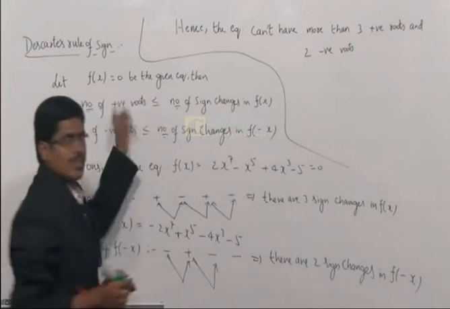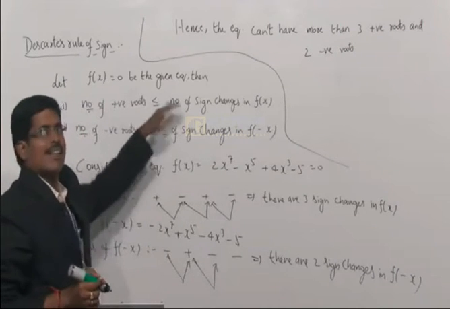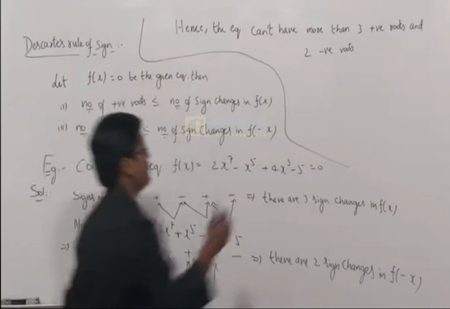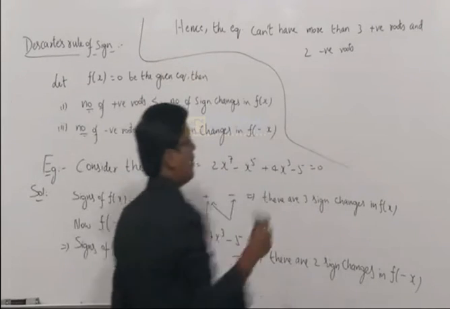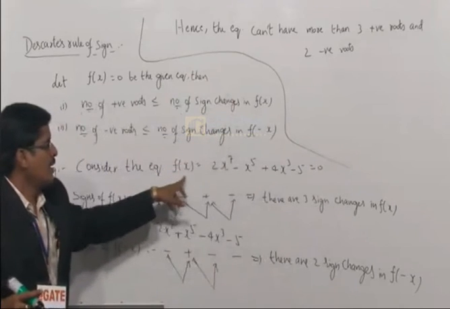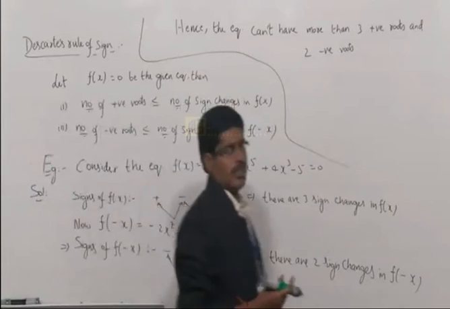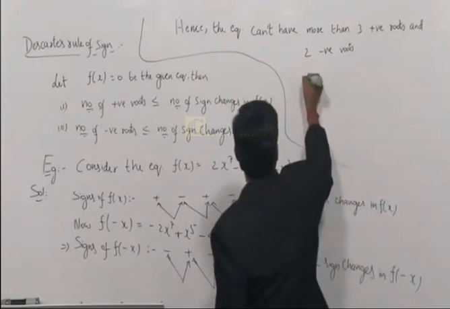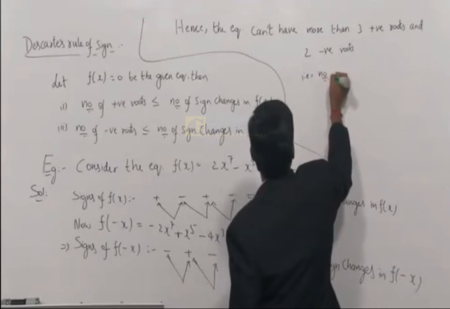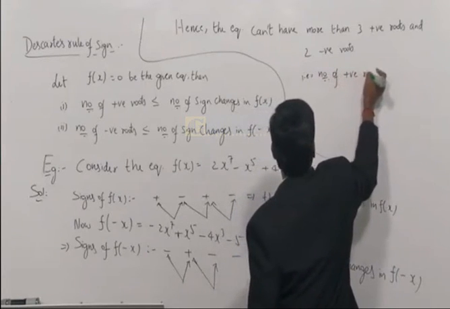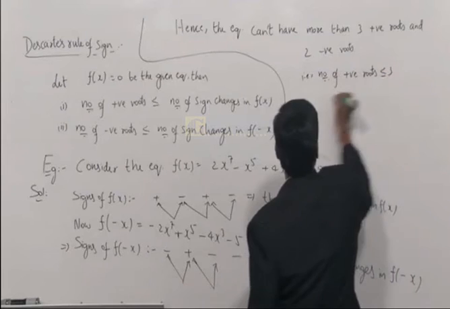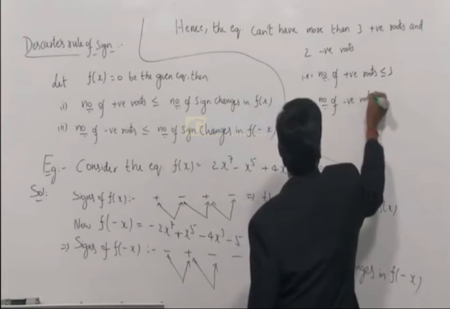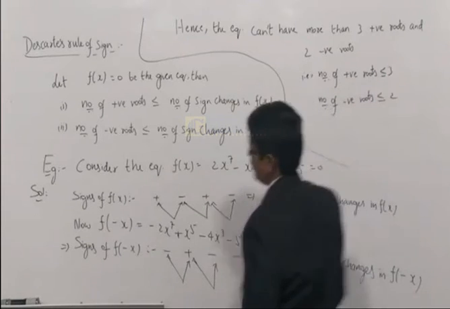Just this is less than or equal to, which means cannot have more than. That is not greater than. That is also pronounced as cannot have more than. That means number of positive roots is less than or equal to 3, number of negative roots is less than or equal to 2. That is the meaning. This is the procedure.